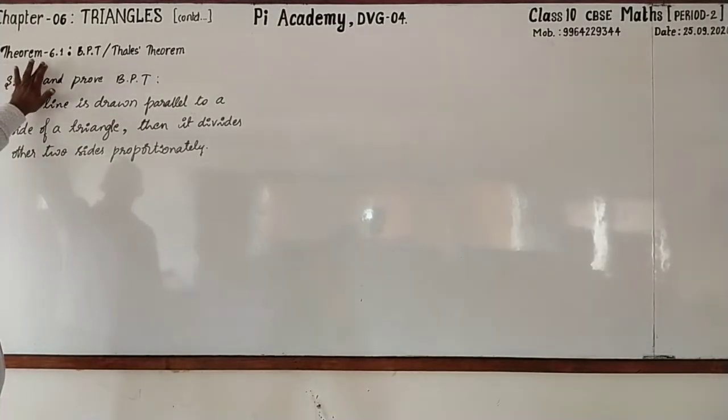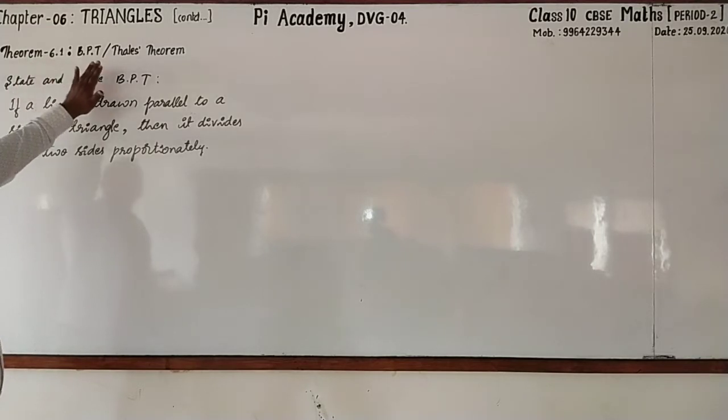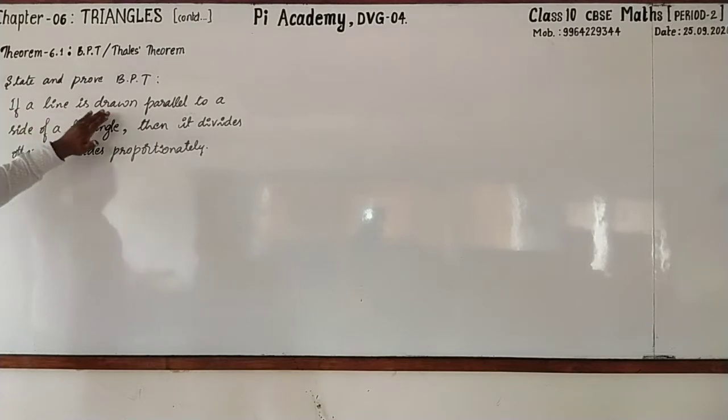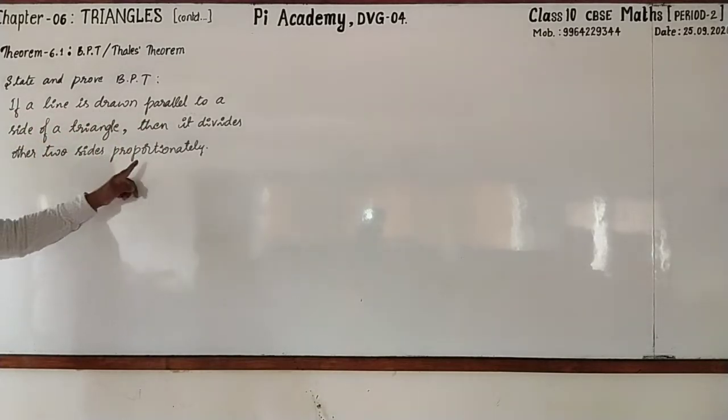Right, this is theorem 6.1. BPT, nothing but Thales theorem. And the question is like this. State and prove BPT. First I have written the statement. If a line is drawn parallel to a side of a triangle, then it divides the other two sides proportionately.